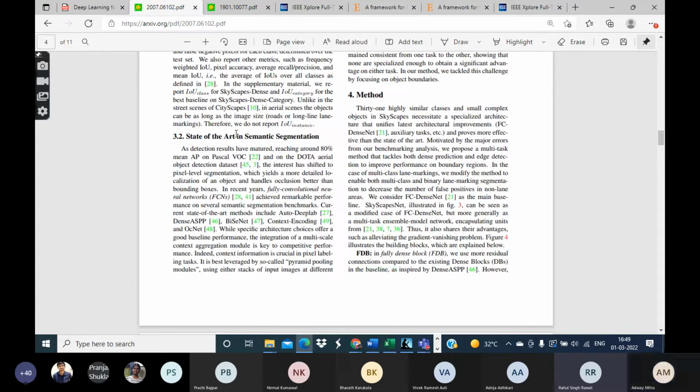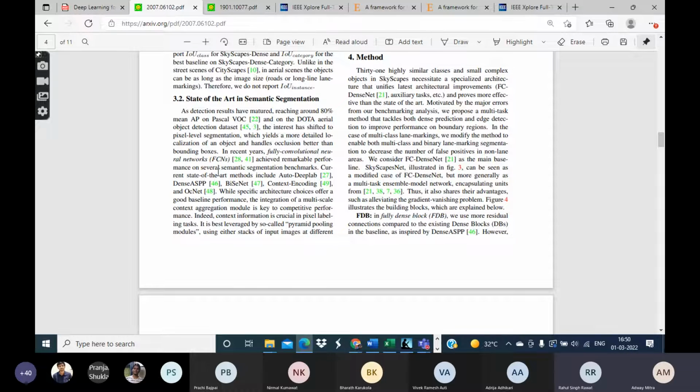Now, the state of the art in semantic segmentation. In this paper they have first compared various existing algorithms or models, and then proposed their own. As the detection results have matured, reaching around 80% mean average precision on some object detection data sets, and also on some aerial object detection challenge. In recent years, fully convolutional networks or FCNs have achieved remarkable performance on several semantic segmentation benchmarks.